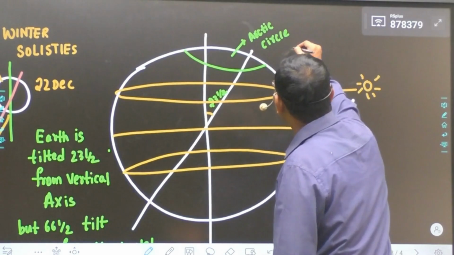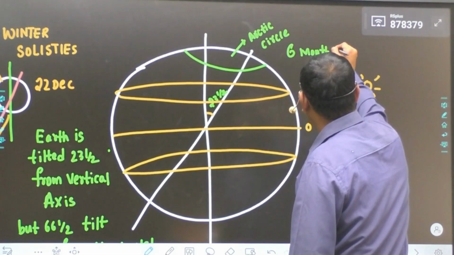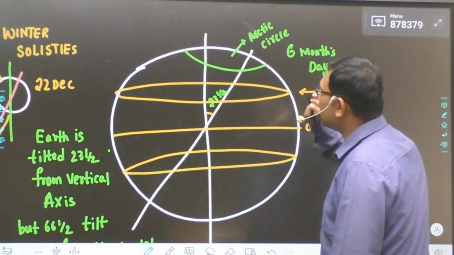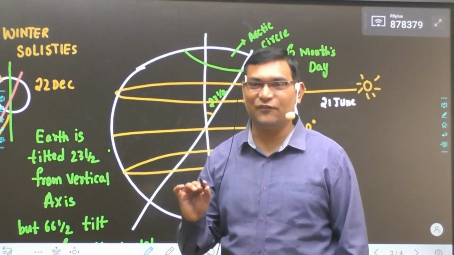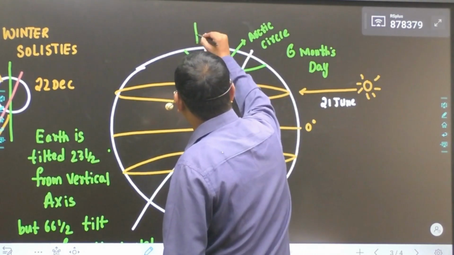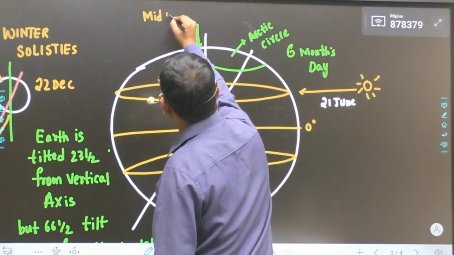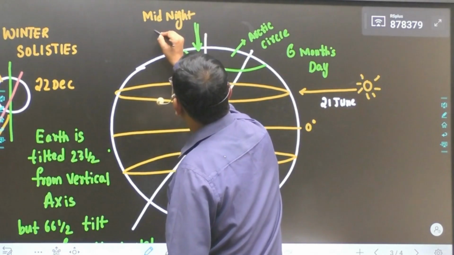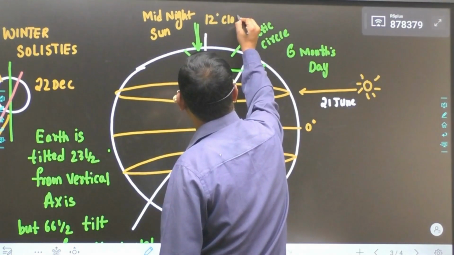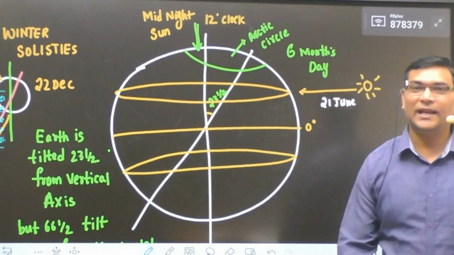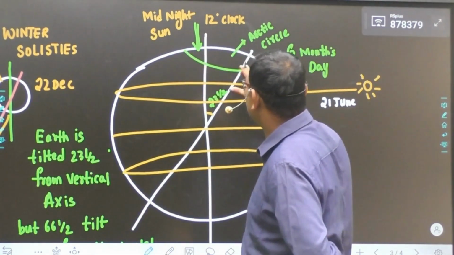So this is your 6 months day now. Daytime this is. So if these are receiving, you will see the midnight sun also. Norway is a land of the midnight sun. Here at this point, you can see the midnight sun. At 12 o'clock, 12 a.m., you can also see the sun. Yes or no? Clear? That means this is your shadow which is falling.